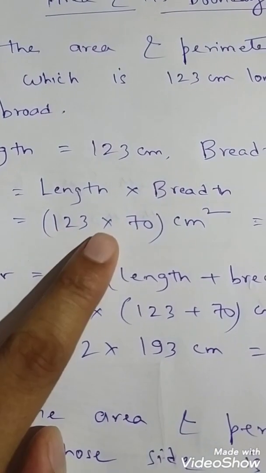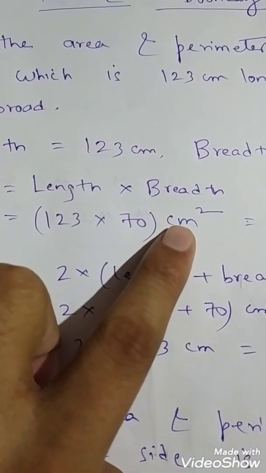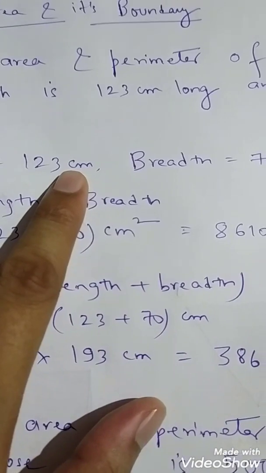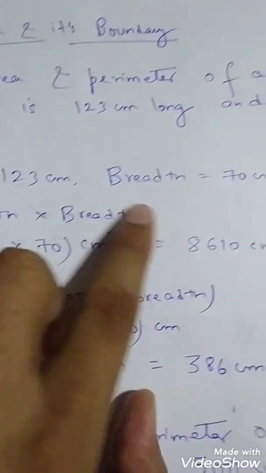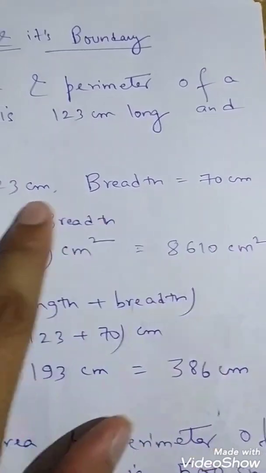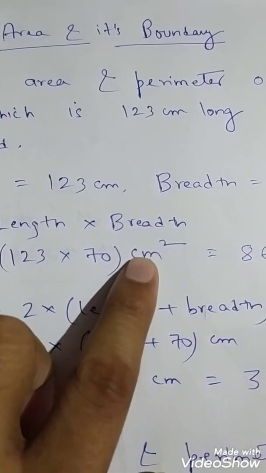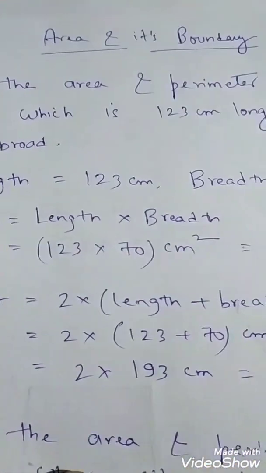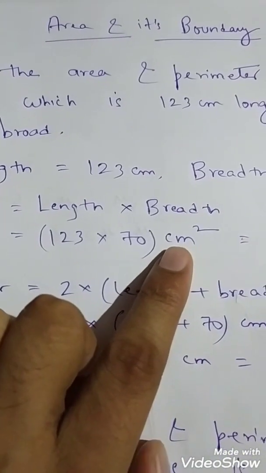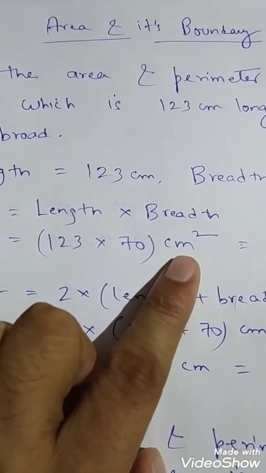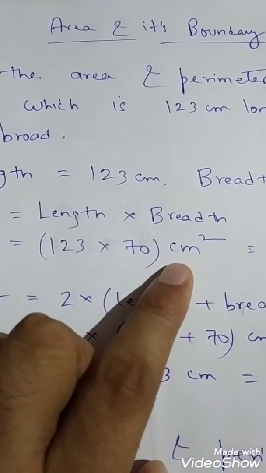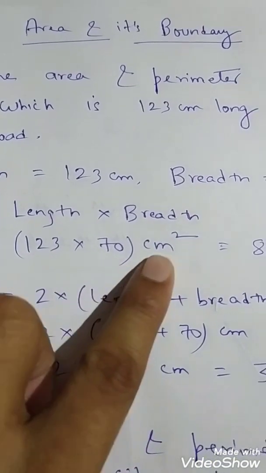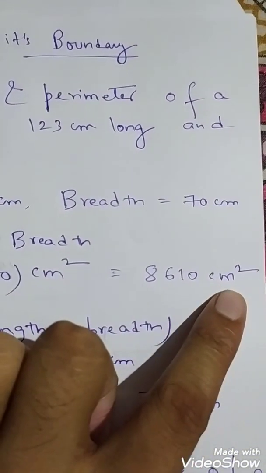So 123 into 70. In case of area, the unit will be centimeter square. Why? Because here there is 2 centimeter, 123 cm and 70 cm, so when you multiply them, you have to write centimeter square. If you forget to write centimeter square in case of area, then half marks will be deducted for the unit, so be very careful about the unit. In case of area, it will be either centimeter square or meter square. Here it is centimeter, so you write centimeter square. So 123 into 70 gives 8610 centimeter square.